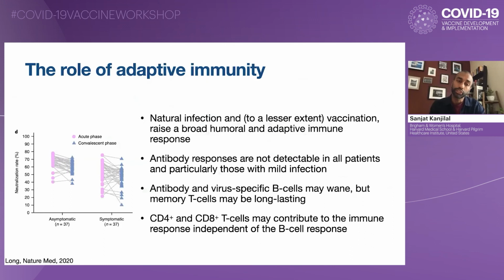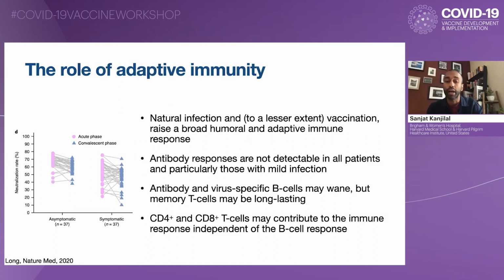So I'm going to switch now from humoral or antibody-based immunity to adaptive immunity. As I said before, natural infection and, to a lesser extent, vaccination raises a broad humoral and adaptive immune response. But we do know that antibody responses are not detectable in all patients, particularly those with mild infection. Yet the vast majority of these people do just fine.